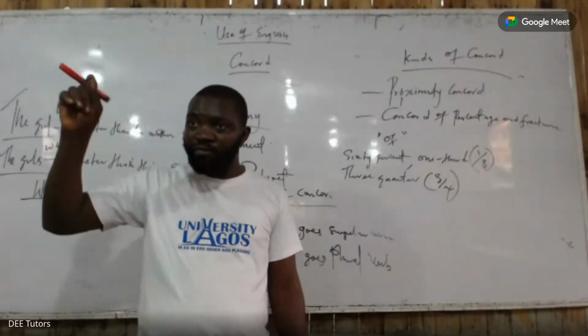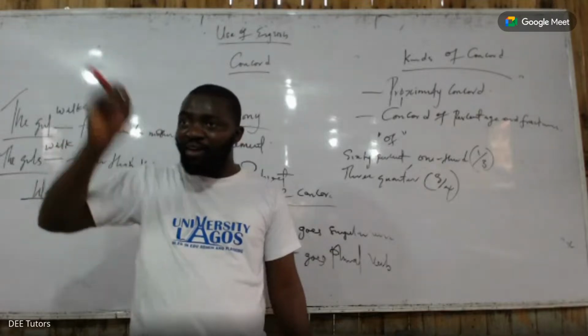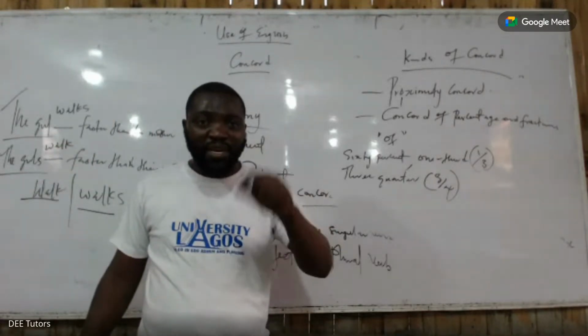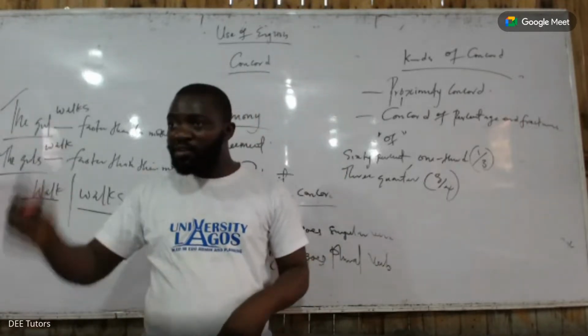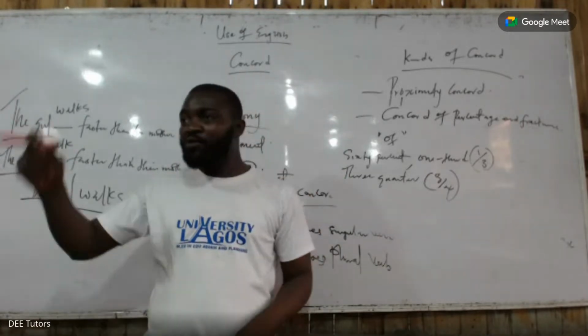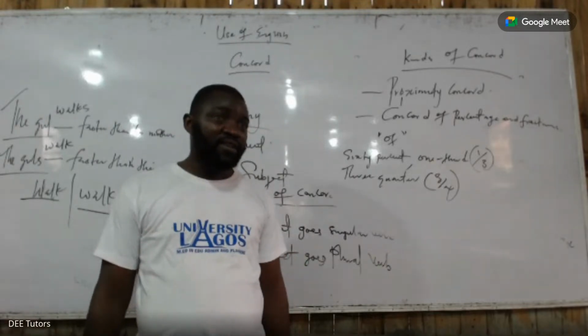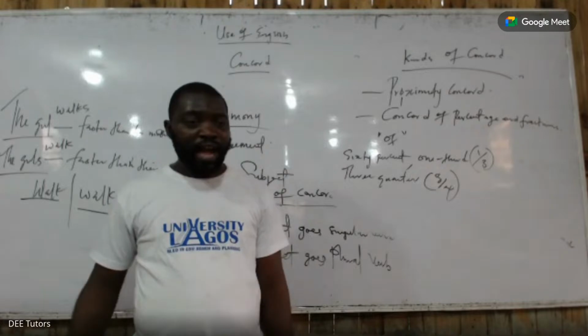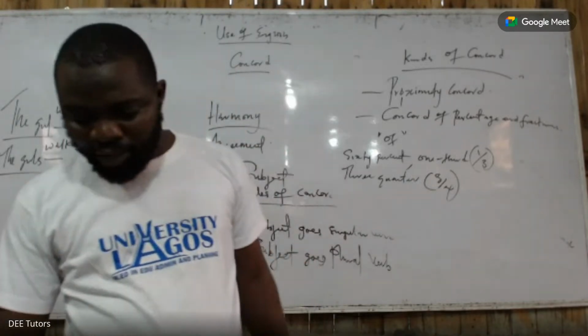So anytime expressions like this are used in the subject position of a sentence, and it is immediately followed by "of," the noun coming after that "of" or the pronoun coming after that "of" will be the one to determine the verb to be used. If the noun is singular, the verb will be singular. If the noun is plural, the verb will be what? Plural. I hope the point is taken. Do you get that? I don't know yet. Let me give you an example.